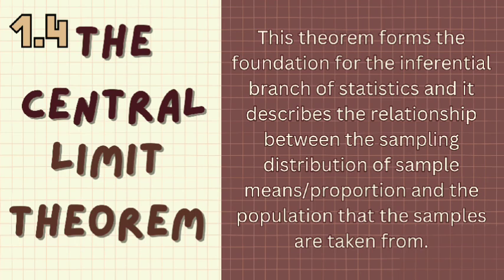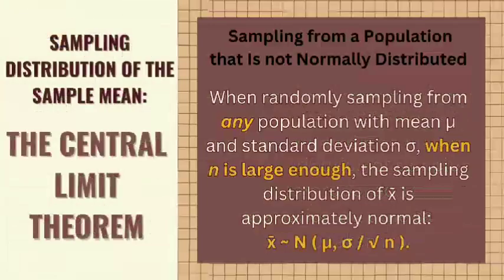So let's explain further the connection of central limit theorem to case number 2, sampling from a population that is not normally distributed. The central limit theorem states that when you take multiple random samples from a population, the distribution of the sample means will tend to approximate a normal distribution, regardless of the shape of the original population distribution.